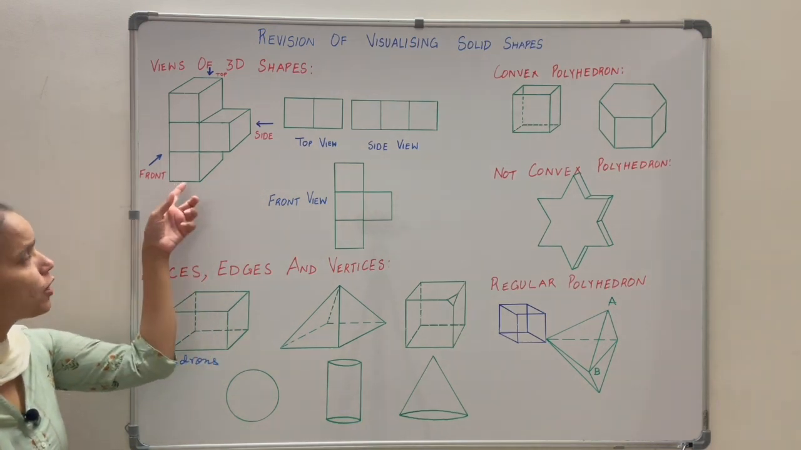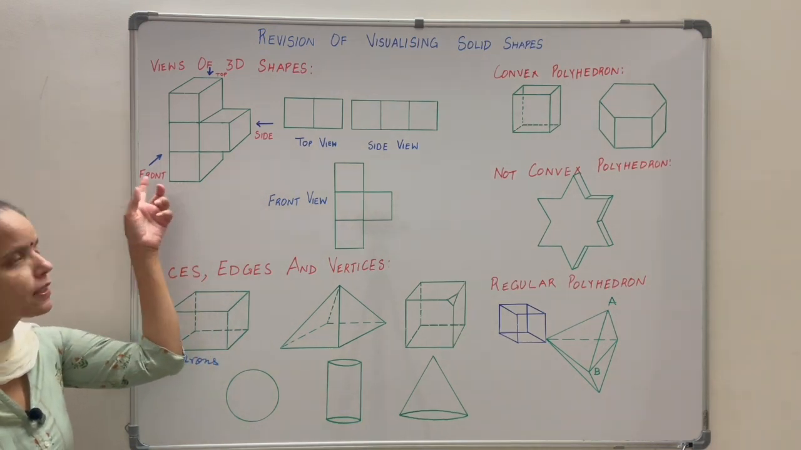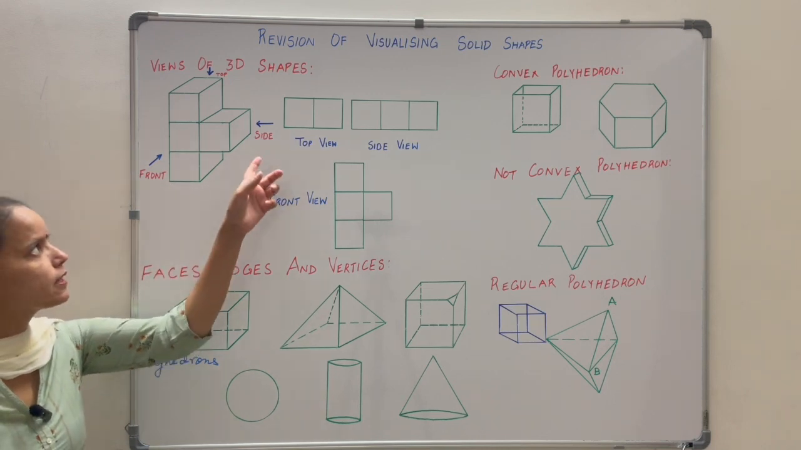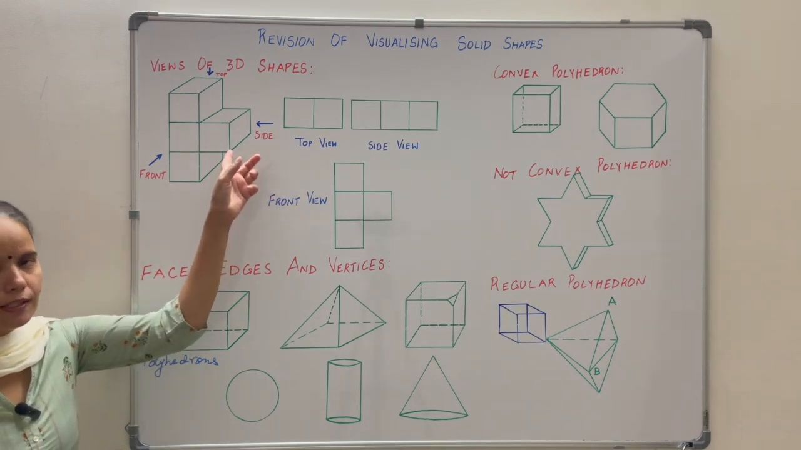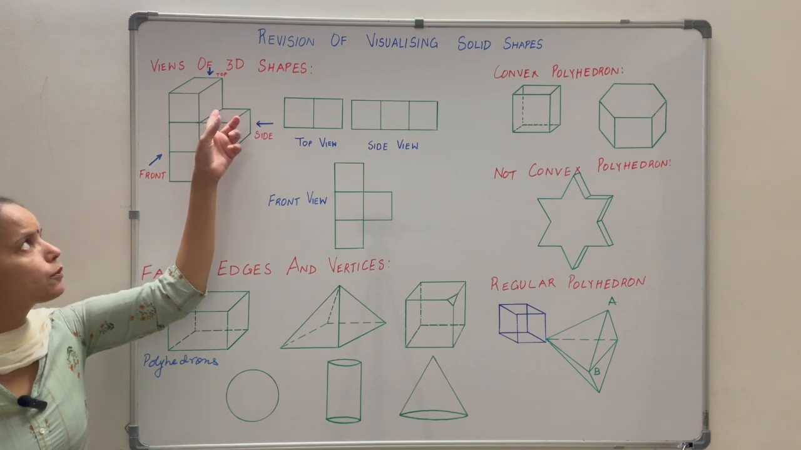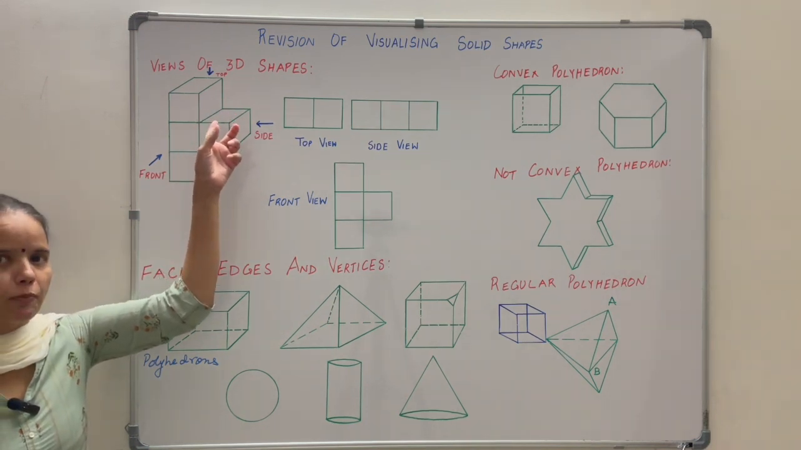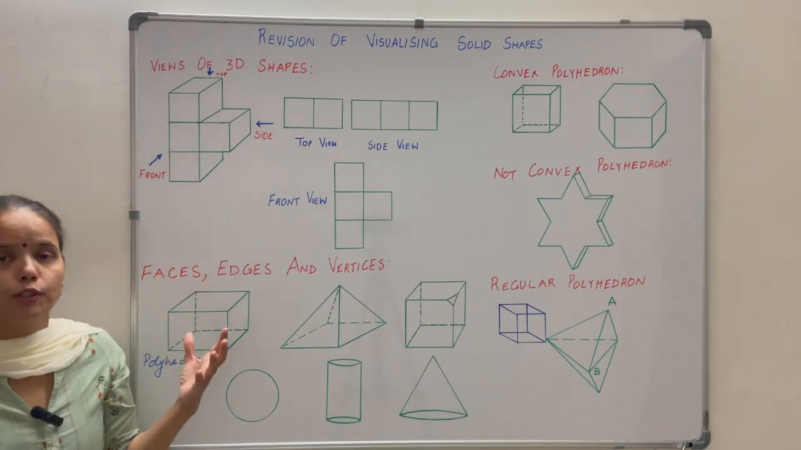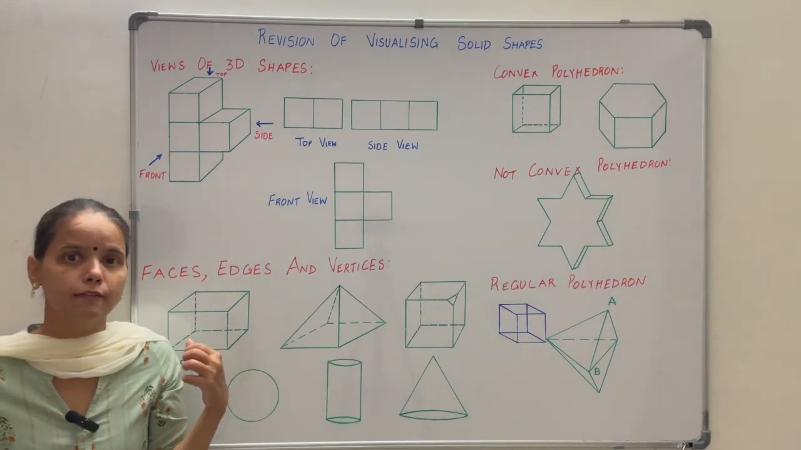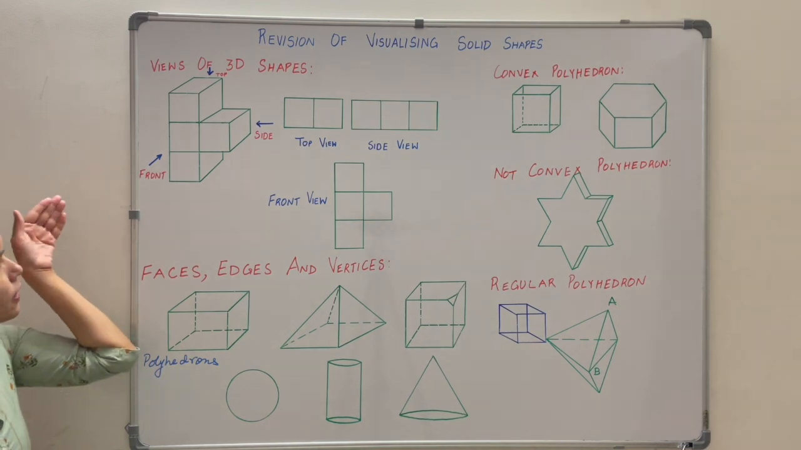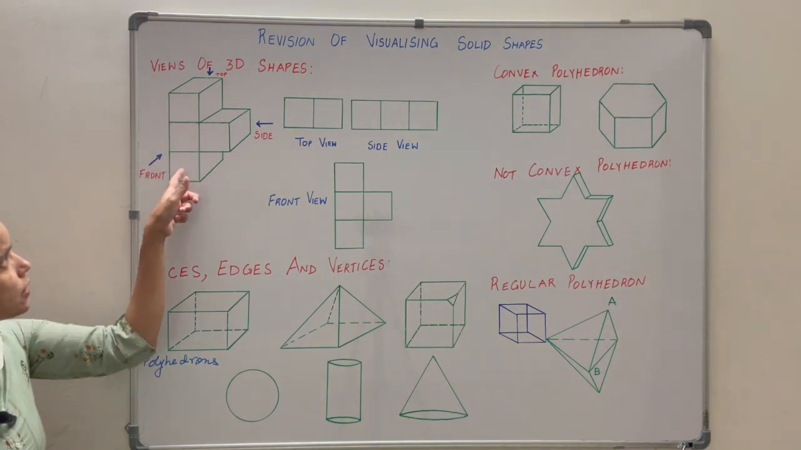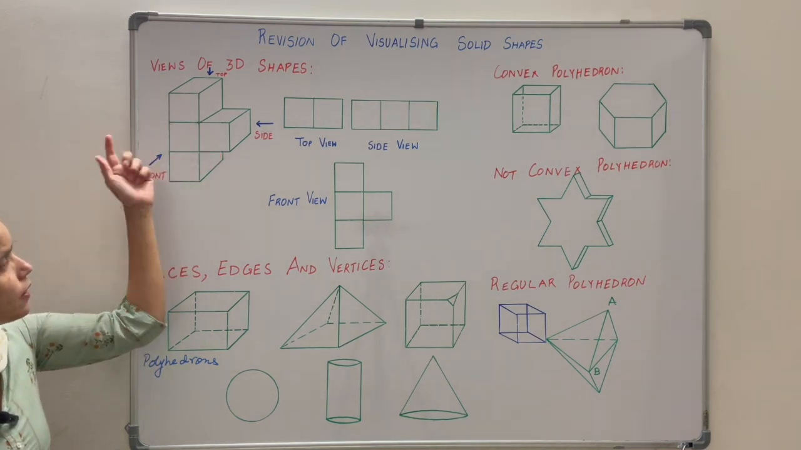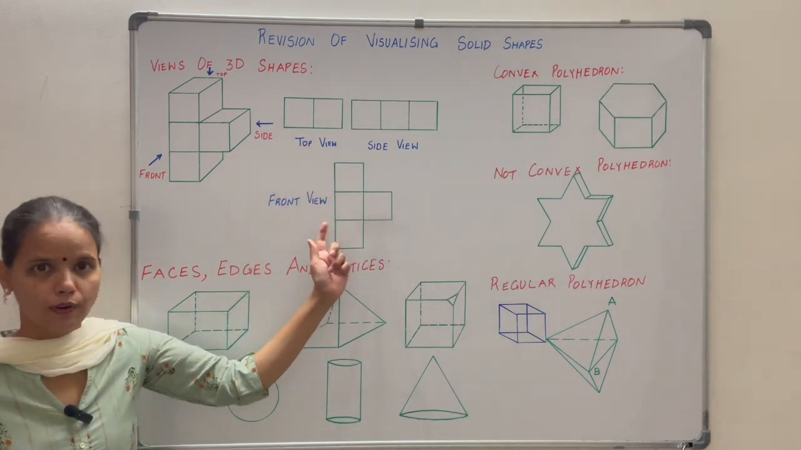Whenever you view a 3D object from the front, it is called the front view. Whenever it is seen from the side, it is called the side view. Whenever it is seen from the top, that is called the top view. Whenever you see it from front, side or top, you have to assume that you are seeing it from very far. So when you see it from the front, you see these 3 squares and this square. So this is the front view.